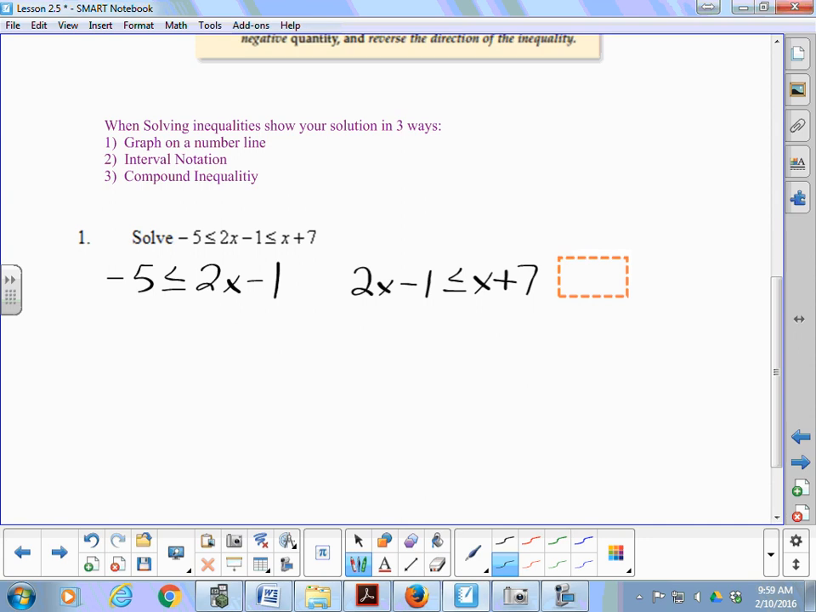So this is just like solving linear equations with an equal sign, except if you divide or multiply by a negative, you have to change the direction. So go ahead and solve both of them then. Only if it's a negative, you have to use it. If you're dividing by a negative, yep. Divide or multiply, either one.